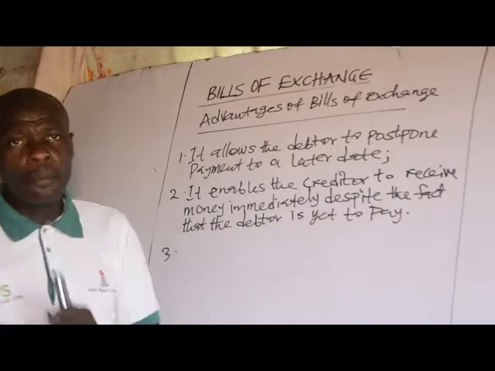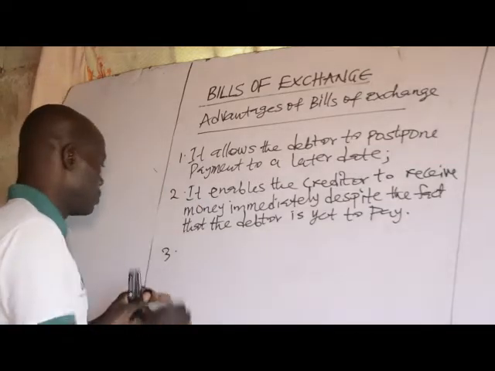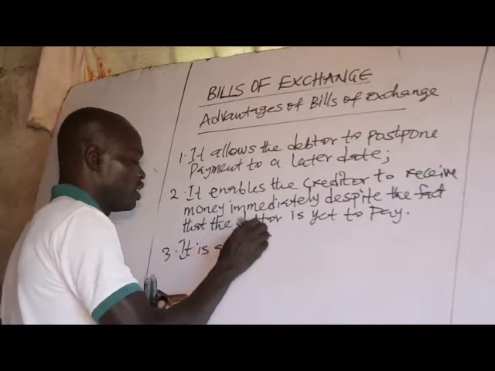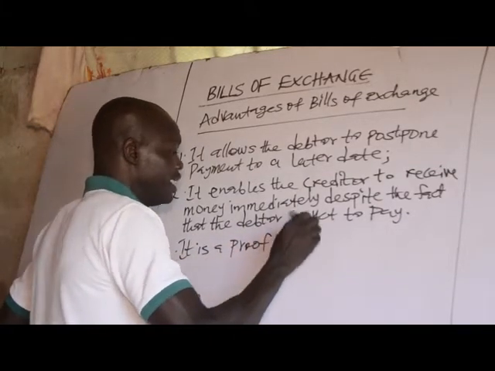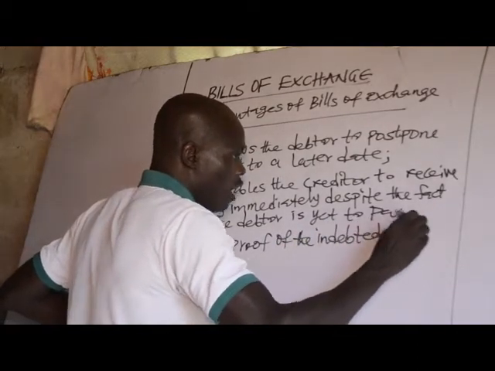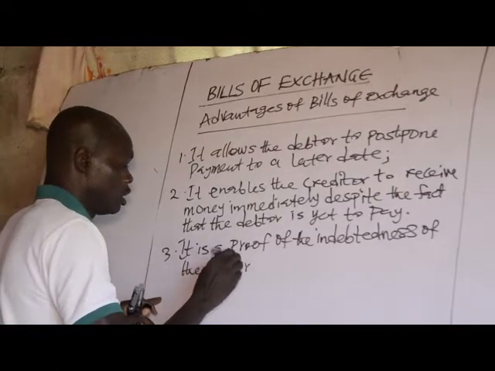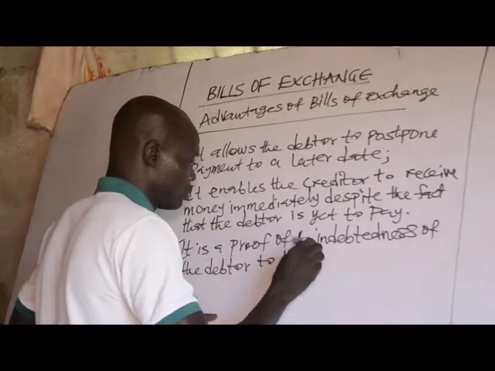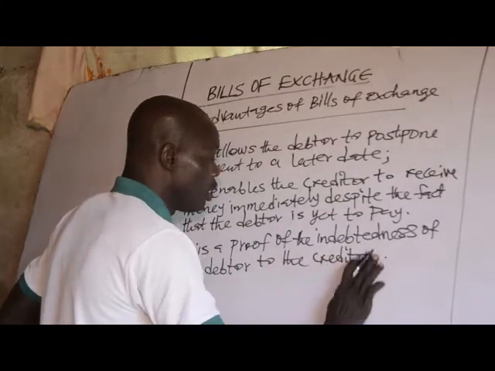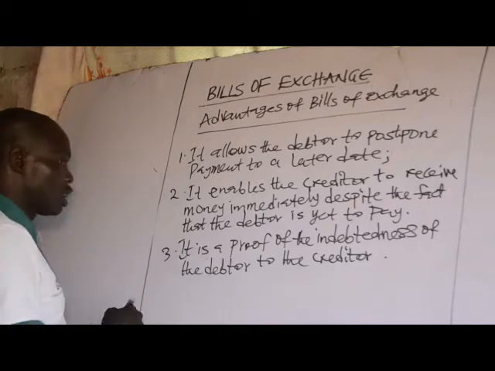Number three, bills of exchange is a proof of indebtedness. It's a proof of the indebtedness of the debtor to the creditor.